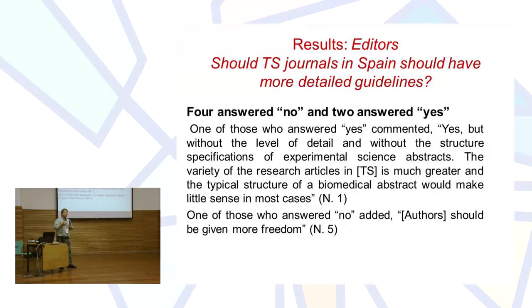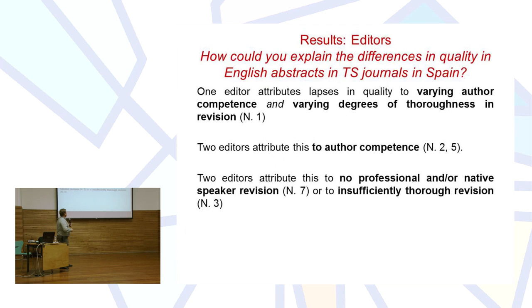Whether they were in favor of more detailed guidelines or fewer details in the guidelines, they were basically heavily in favor of there being broader freedom for authors. So I think this leaves a gap where error instances could occur.